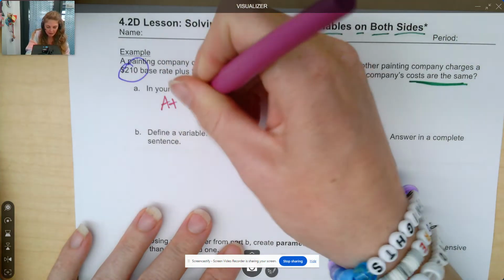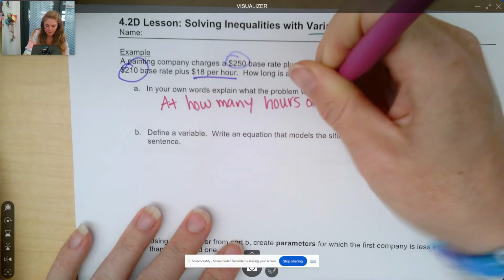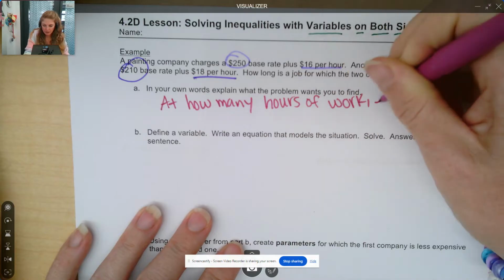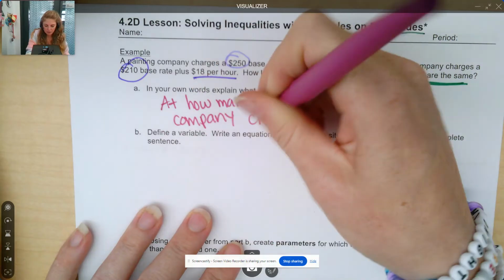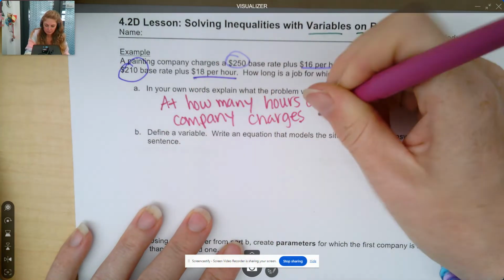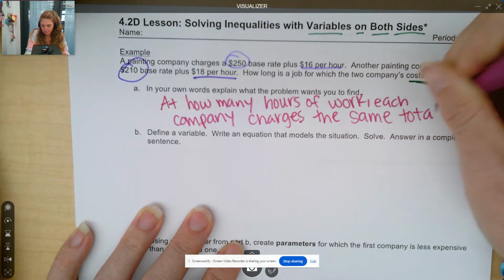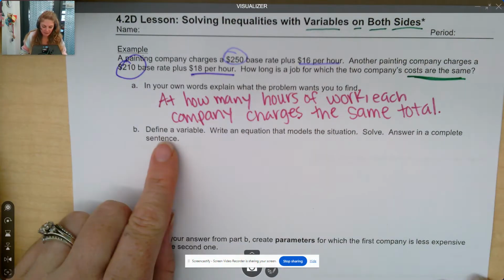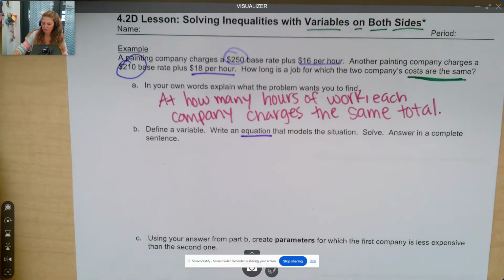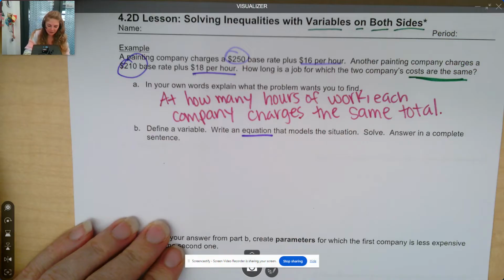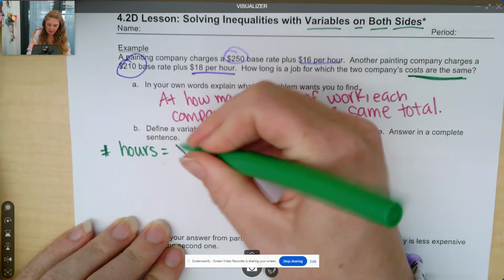So at how many hours of work each company charges the same or an equivalent total. So let's take a look at B. It says define a variable, write an equation that models the situation, solve, and answer in a complete sentence. So the variable here is going to be number of hours. It's the unknown. So number of hours, we're going to call it x.